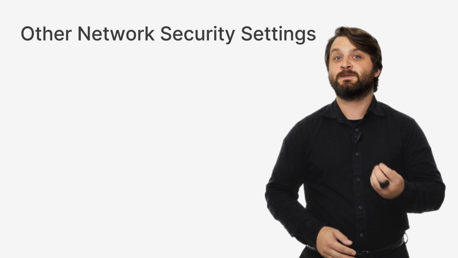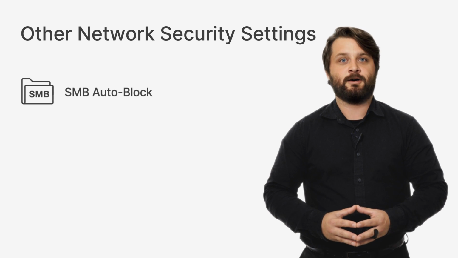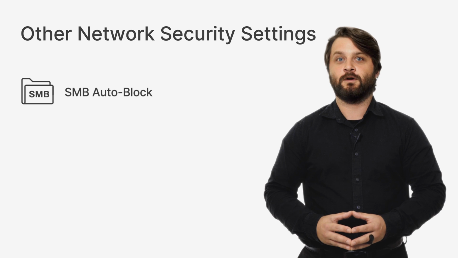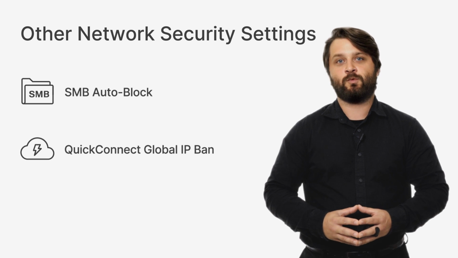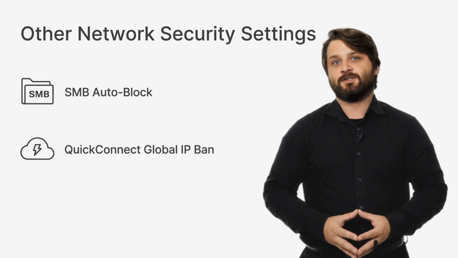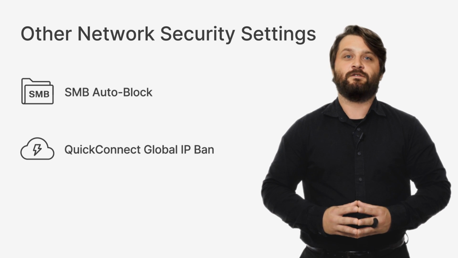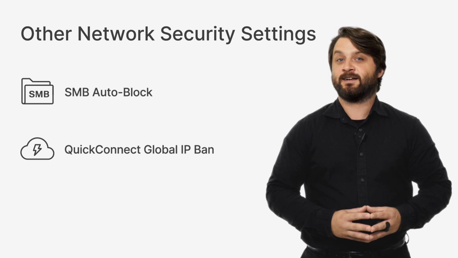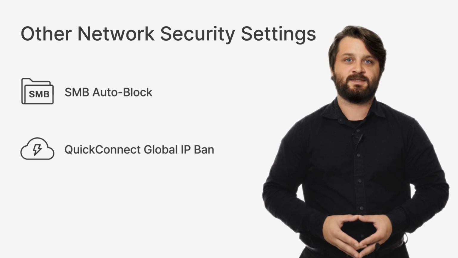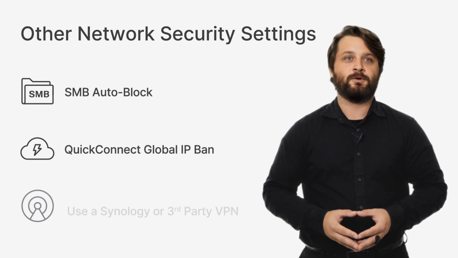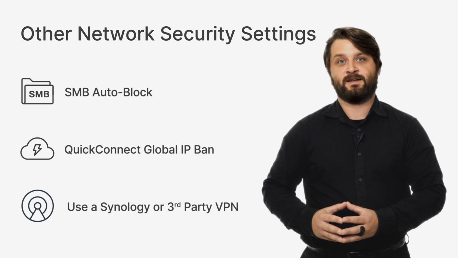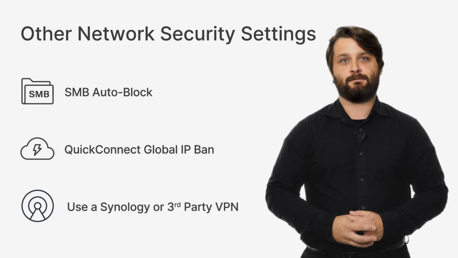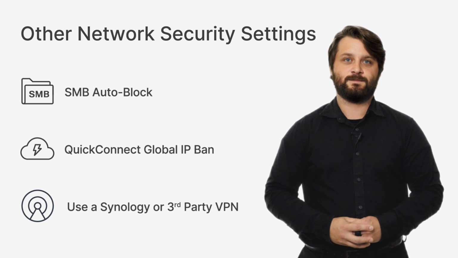Now, there's some other network security settings you can enable on your Synology NAS. In DSM 7.2 specifically, there's SMB auto-block to help guard against brute force attacks over a mapped network drive, for example, and also a QuickConnect global IP ban, which is actually built into QuickConnect now. So you can actually have blockage of different IP addresses through QuickConnect if they attempt to log in too many times. Lastly, you can use third-party components like a Synology router to do a VPN or some other third-party VPN device like a different firewall, for example. So let's check out some of these settings.